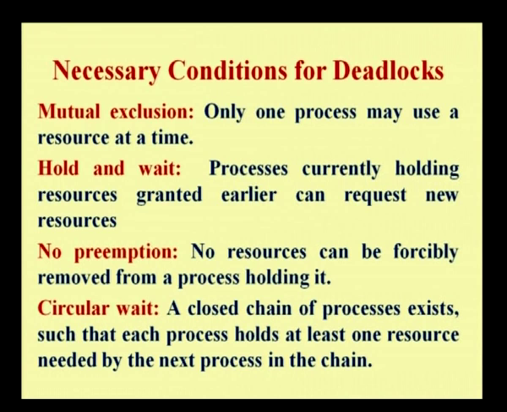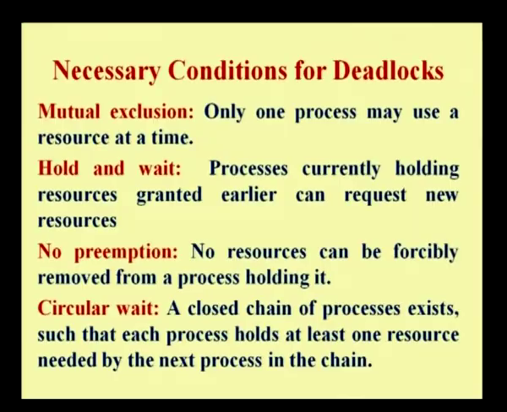A mutual exclusion is that only one processor may use a resource at one particular instance of time. That is called a mutual exclusion. What do you mean by hold and wait? As far as hold and wait is concerned, a processor currently holding a particular resource cannot be allocated a different resource. So it has to wait until that particular resource becomes available. Such an approach we call hold and wait.